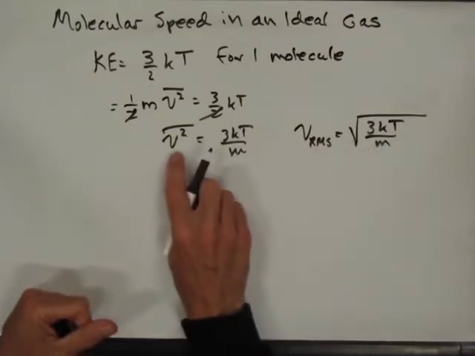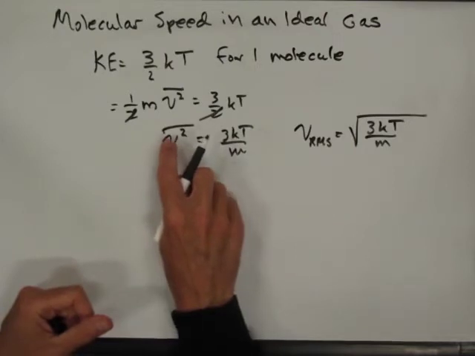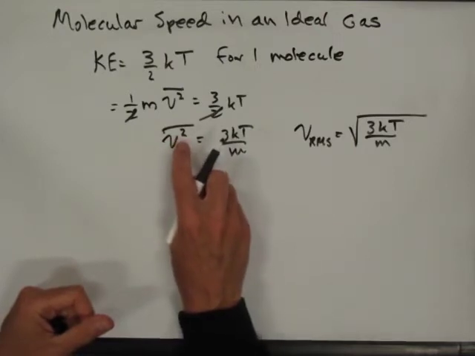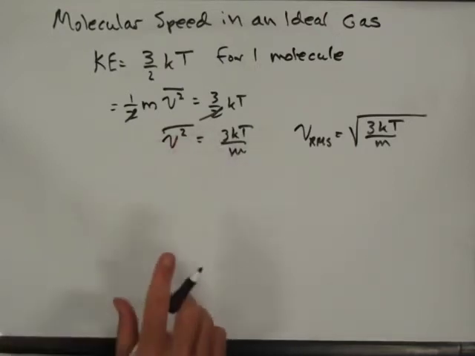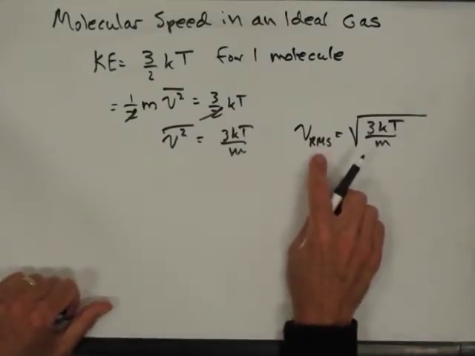And so there's a subtlety here. What we used here was actually the square root of the average of the velocity squared, instead of the average velocity. And it makes a subtle difference, but we'll just be referring to it casually as the average velocity or the RMS velocity.